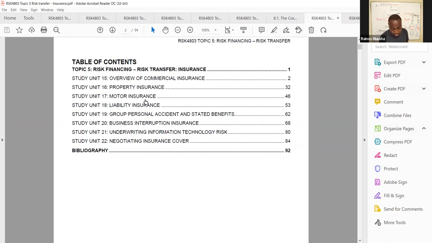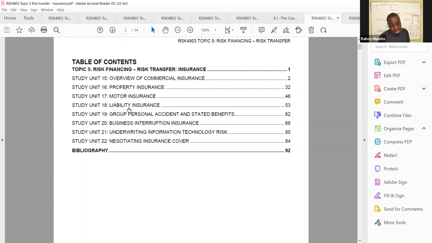Then property insurance, motor insurance, liability insurance, group personal accidents, and underwriting and negotiating insurance cover as well. You need to know these from a practical perspective. But in the case of examinations, he has never really emphasized this. What the lecturer usually does is that sometime in December, he'll give you a guideline to say, from topic one to topic six, for the exam, please take note of these 30 units. We have seen the study units that it gives us, and in most cases he has never covered these ones.